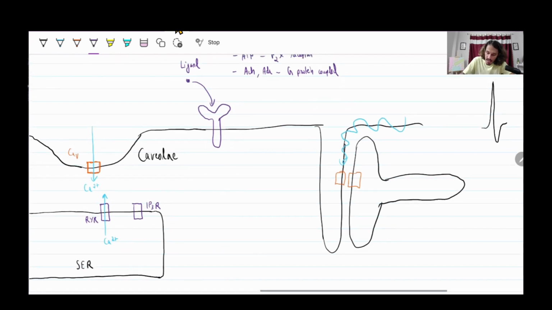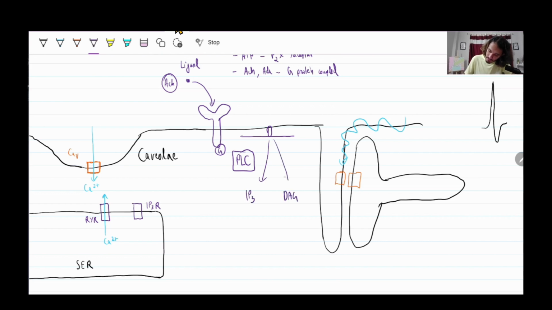So ultimately, let's just take an example of your acetylcholine, which will now come and combine to a G protein coupled receptor. One of the things that activates downstream is your phospholipase C. What does phospholipase C do? It splits the membrane components into two things, IP3 and DAG. So this IP3 is now going to go and stimulate the IP3 receptor, resulting in calcium coming in.